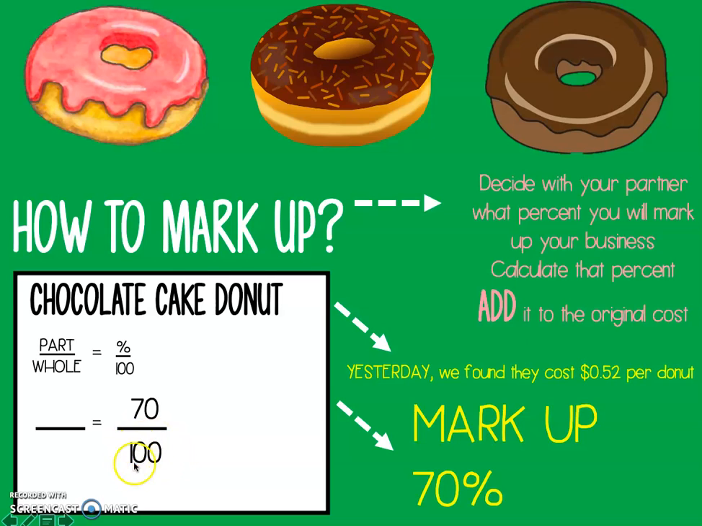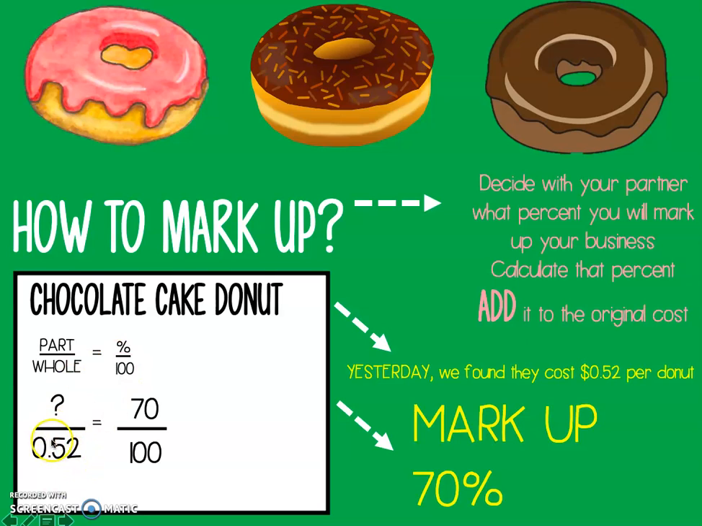Okay, we know that this spot right here is always 100 because percent is always out of 100. Now the whole price of an individual donut is 52 cents. So our individual prices are going to go here. And then the part that we're going to mark up is our question mark. That's what we don't know. Okay, so then we are just going to cross multiply and divide.